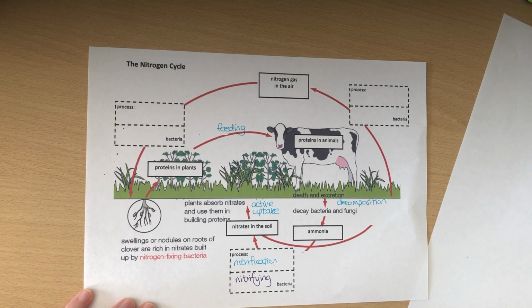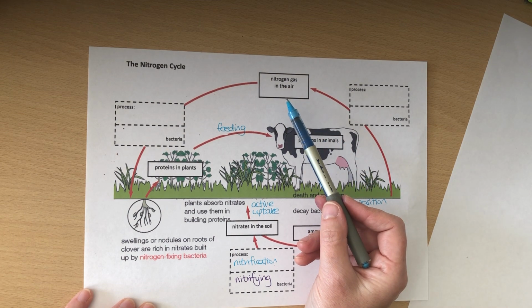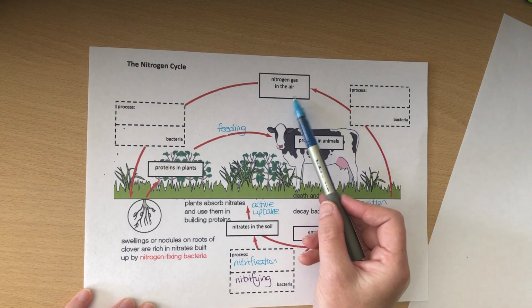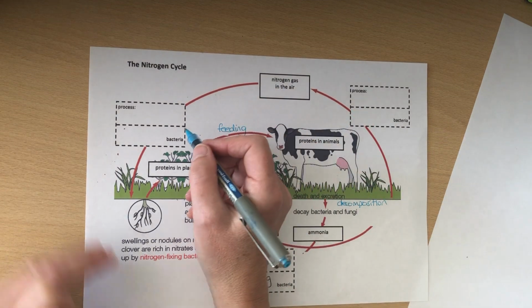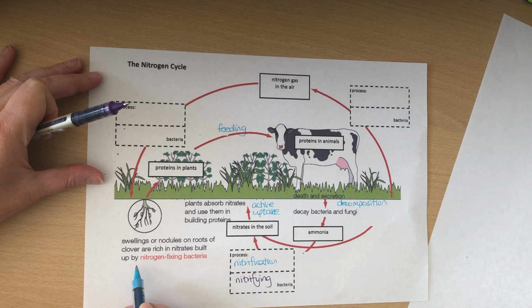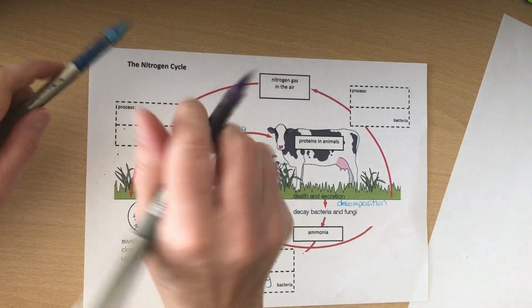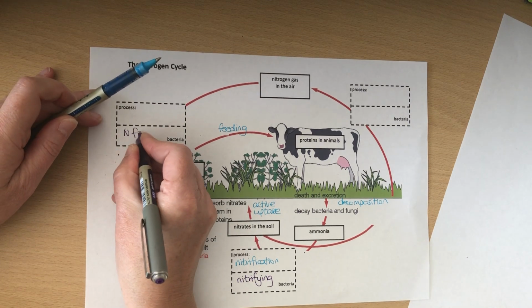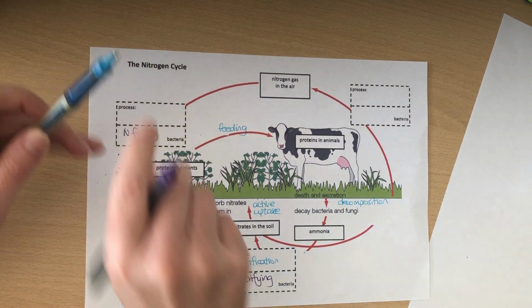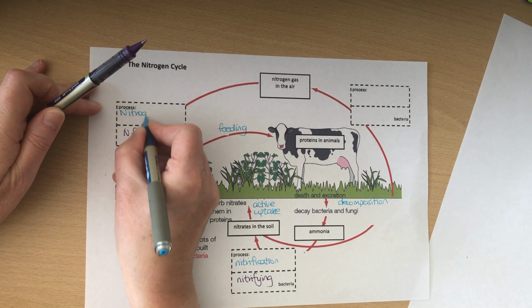We've got nitrogen gas in the air as well. So we've got a cycle going on there. Nitrogen gas in the air. We said that there are swellings or root nodules in the clover and peas and beans. They've got these nitrogen fixing bacteria. So I'm just going to write N fixing for short. And the process is nitrogen fixation.